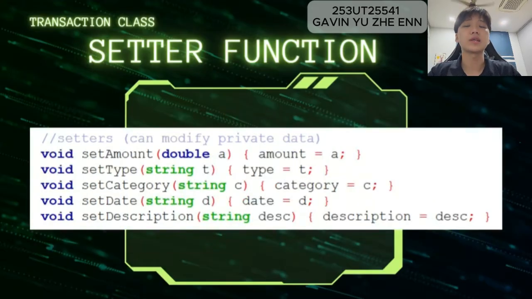Now moving on to setters. When we use getters to retrieve the data, the setters are for us to edit the data, that is, to modify the private data members in a controlled way. They are mainly used when we edit a transaction record, such as updating the data, and this ensures changes are made safely without breaking the program logic.